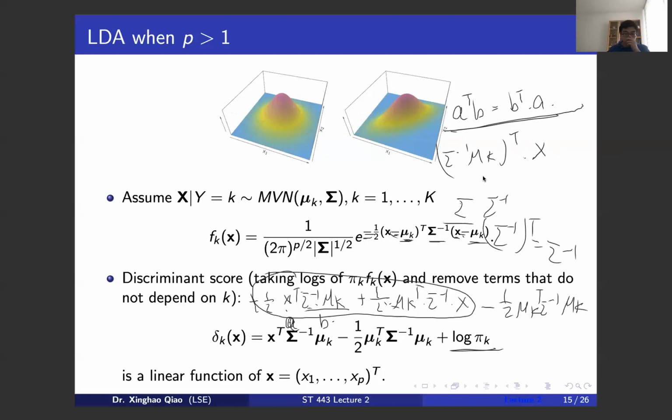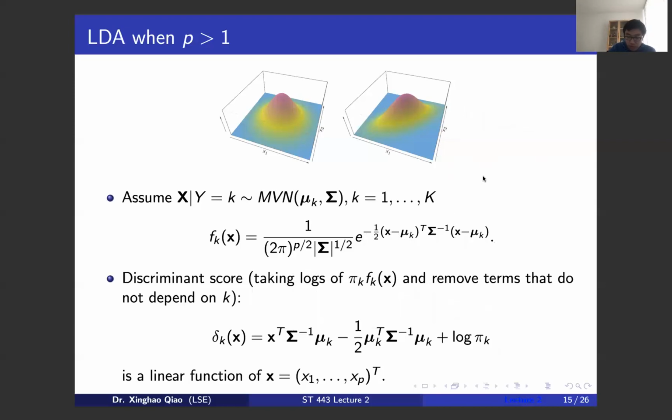I'm not going to derive the further mathematical details, but you can see that we just rely on the delta function as follows. Again, we don't have the quadratic term. So for example, if I have two classes, we may need to assume that delta 1 of x is the same as delta 2 of x.